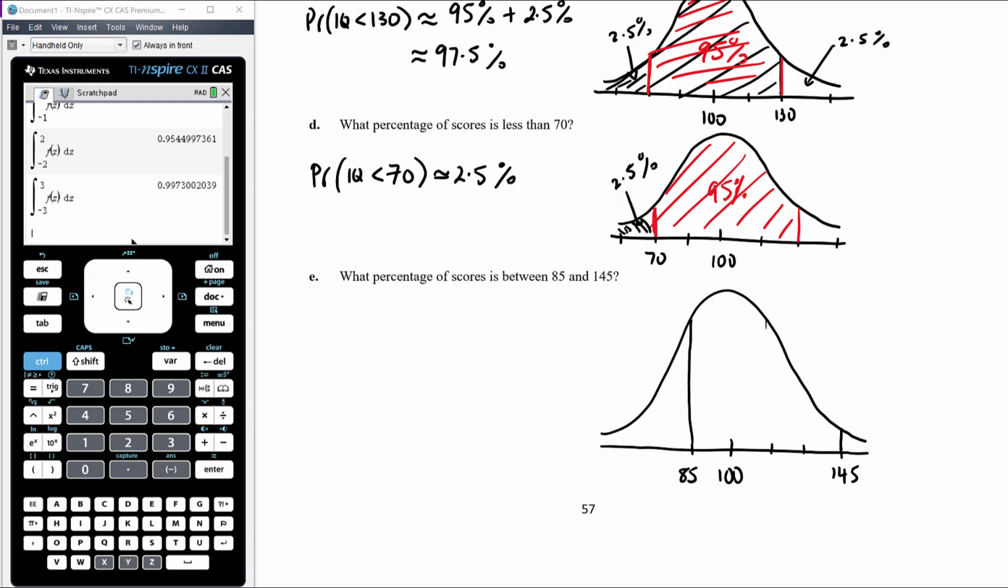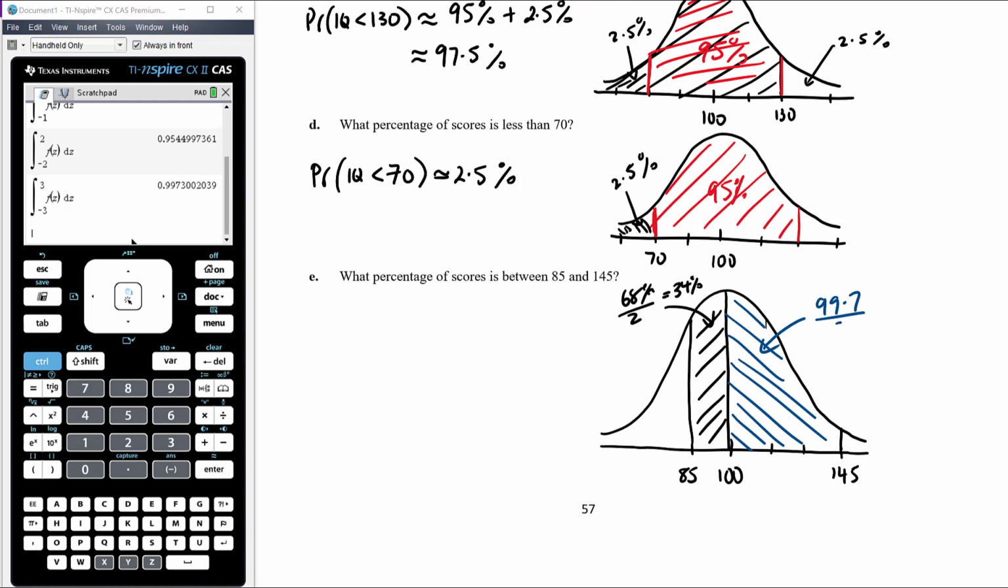So therefore, again, it's all about symmetry. 85 up to the mean, that bit there must be half of 68%. So that has to be 34%. And again, same sort of idea. We know that within 3 standard deviations of the mean, either side of the mean is 99.7%. So this must be half of 99.7%.